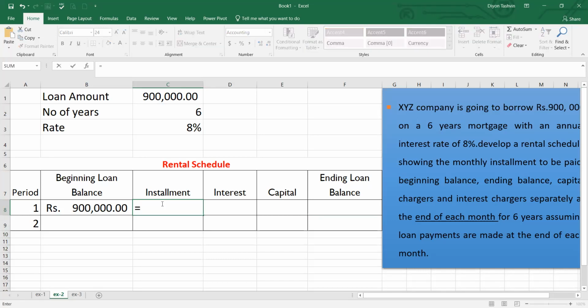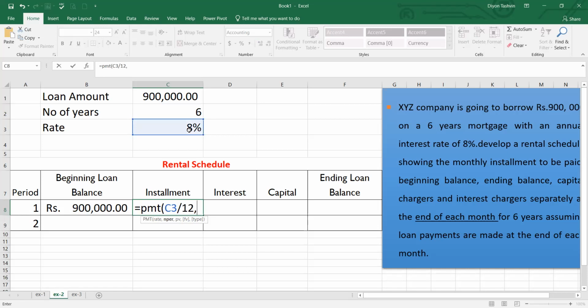So I'm going to type PMT. Then I'm going to open the bracket. So you can see the formula easily. First, we have to enter the rate. So here, you must remember, we have entered the annual interest rate. However, we are going to prepare the schedule on a monthly basis. Therefore, we have to divide this rate by 12 to calculate the monthly interest rate.